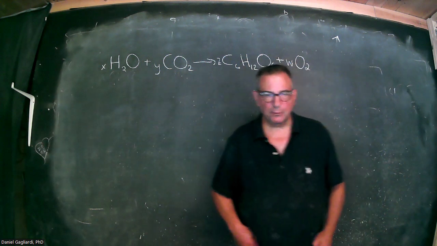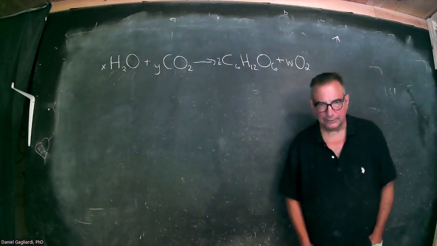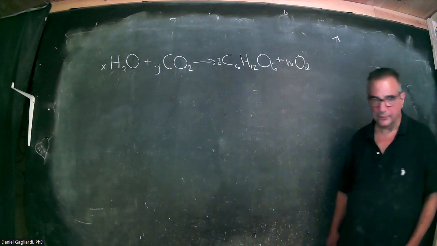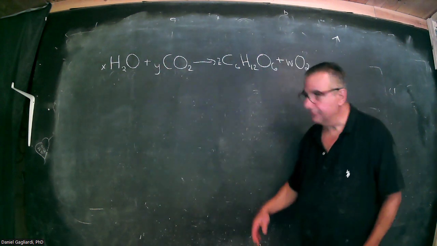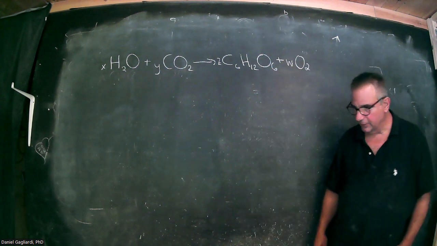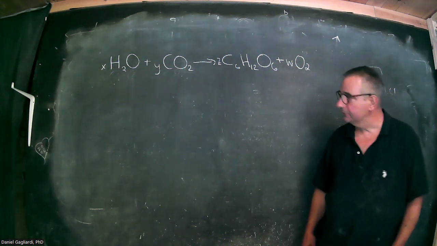So in this video, we're going to use linear systems to solve a chemical equation. Okay, so we have a chemical equation up on the board for photosynthesis. Photosynthesis takes water and carbon dioxide and turns it into sugar and oxygen gas, right? So how do we convert this chemical equation to a linear system?